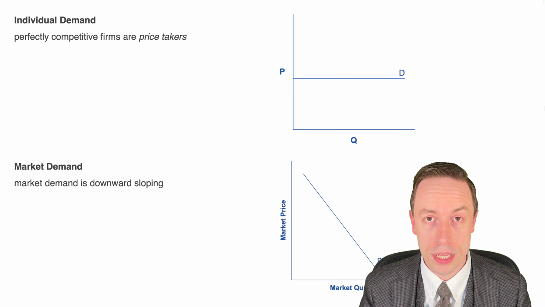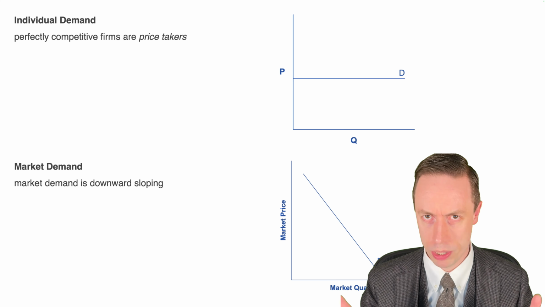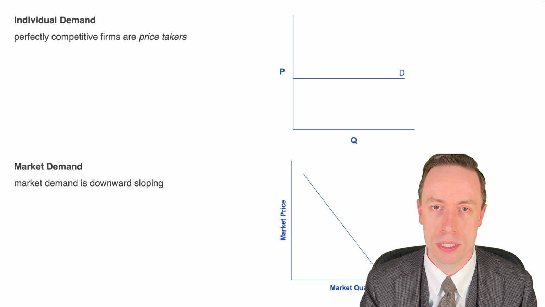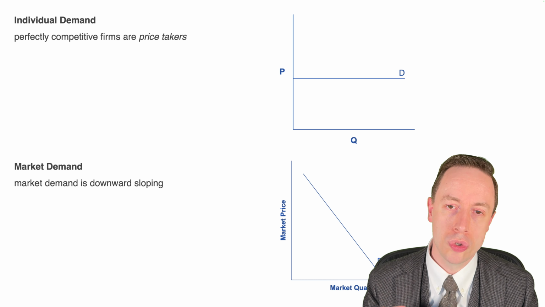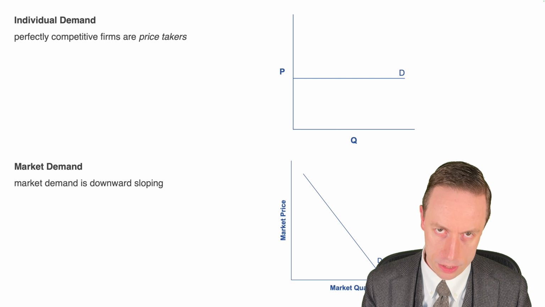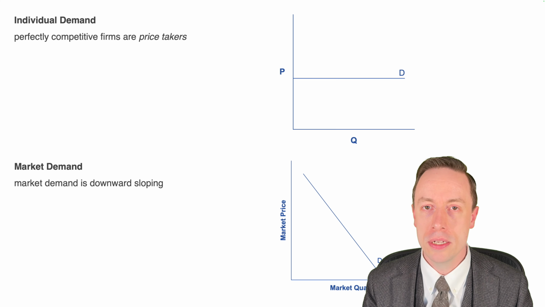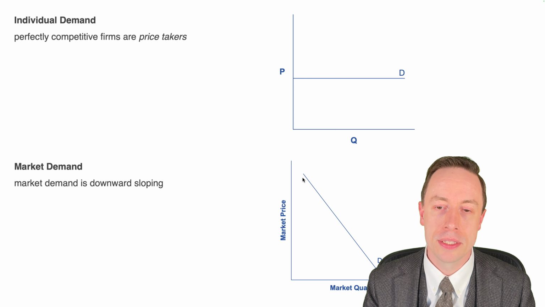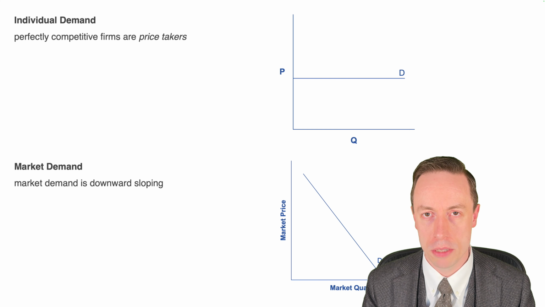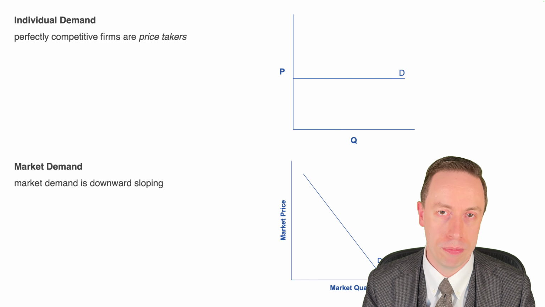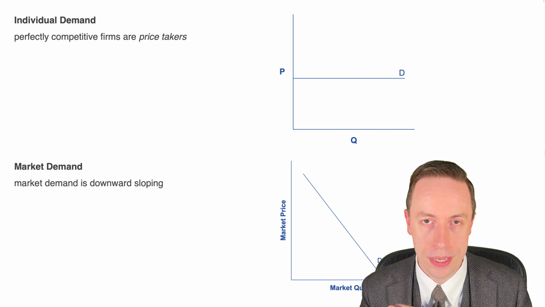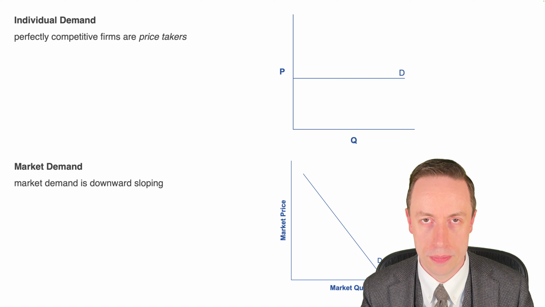And at that price, they can sell any amount, but if they try to charge even a little bit more, nobody buys from them anymore. Perfect competition. Now, that's not to say that the market demand curve is horizontal, right? You look at the market as a whole, it's got a standard downward sloping demand curve. There's a trade-off between price and quantity. But from the perspective of the individual company, that trade-off doesn't exist.